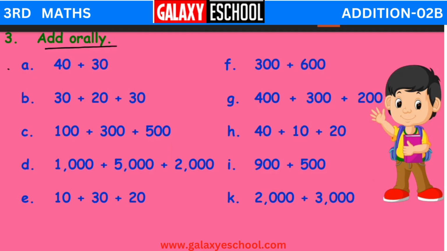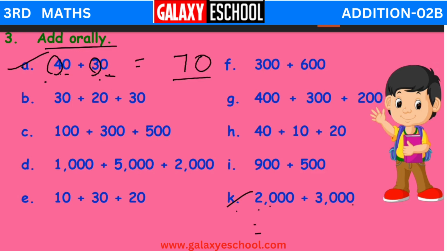Which question shall I solve? Okay, I'll solve the first question and last question. You solve the remaining questions at home. Now 40 plus 30. What are we observing? Both numbers are having 1 zero. So we wrote 1 zero here. 4 plus 3 becomes 7. So we wrote 7. 40 plus 30 is equal to what? 70. Simple, right?